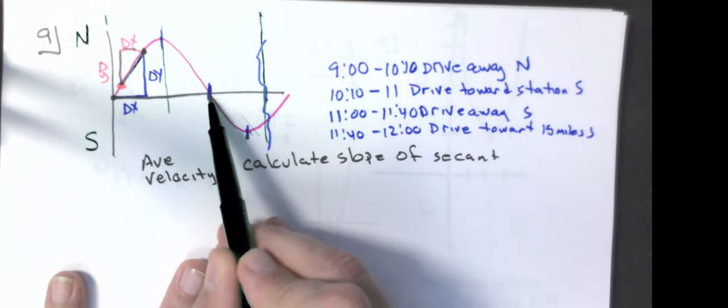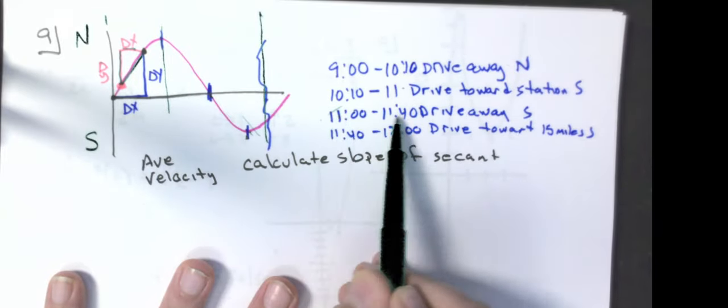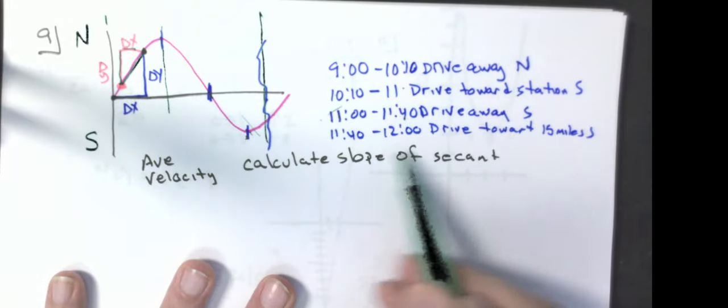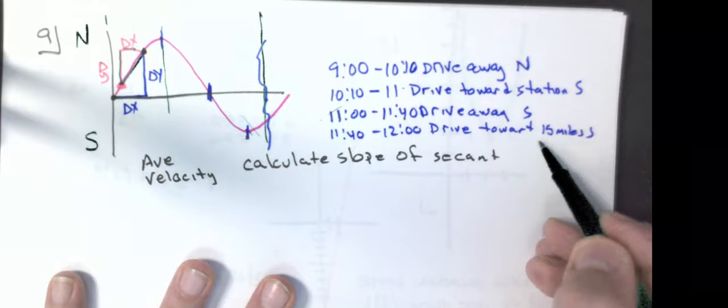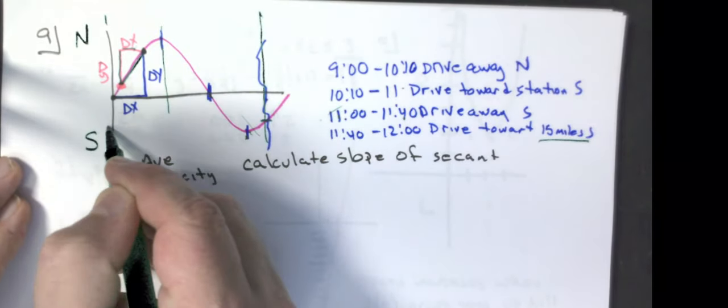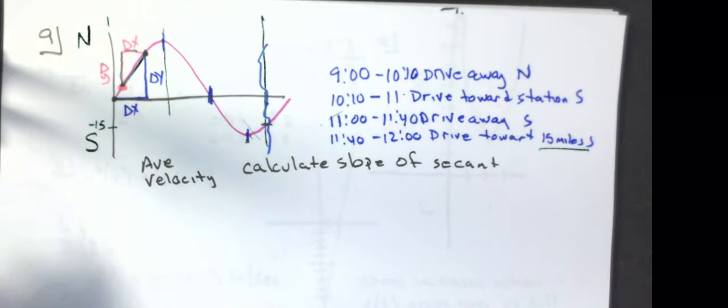He actually makes it to the police station at 11, and from 11 to 11:40 he keeps driving to the south. Then from 11:40 to 12, he's heading north, and he ends up being 15 miles away from the police station, because this right here was negative 15 on the graph.